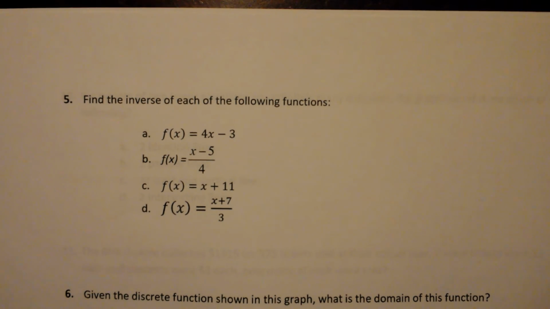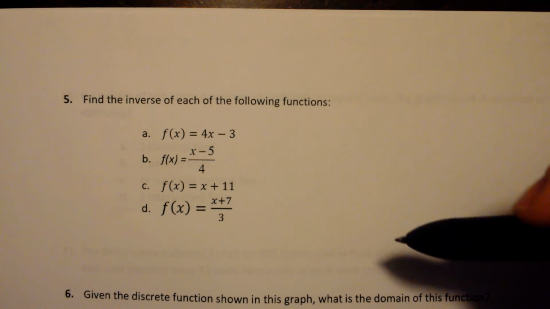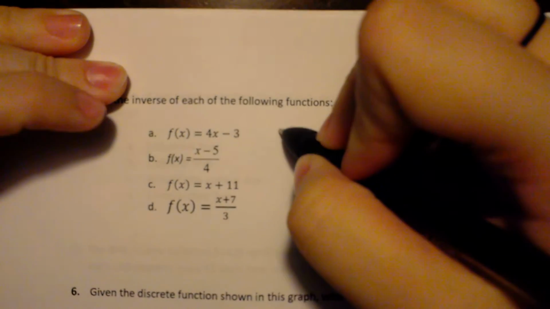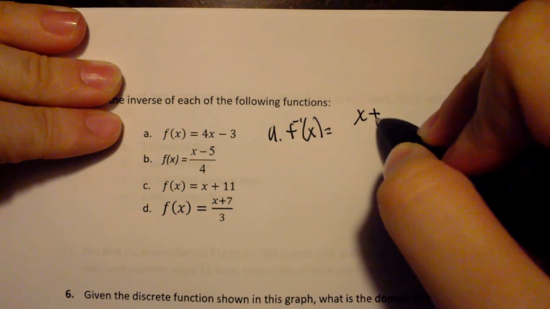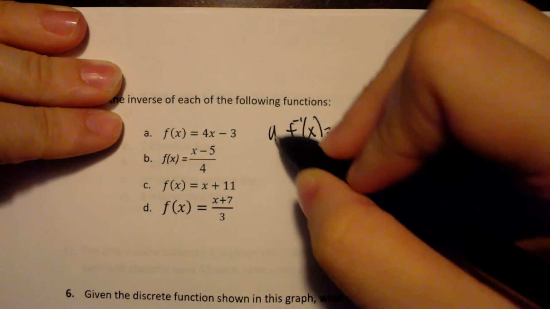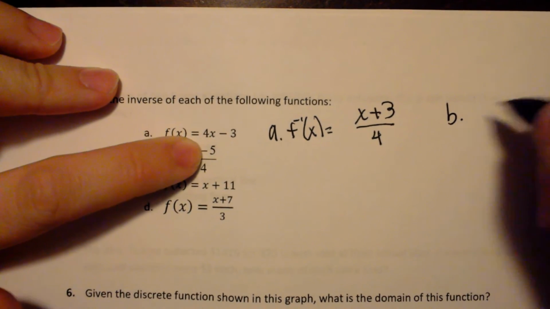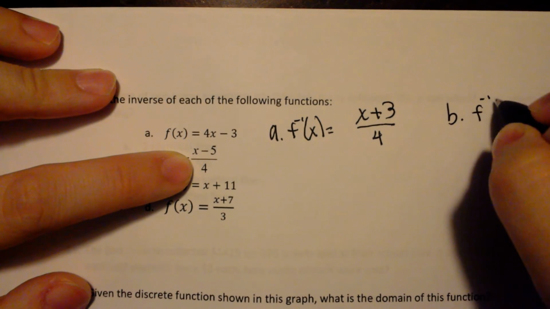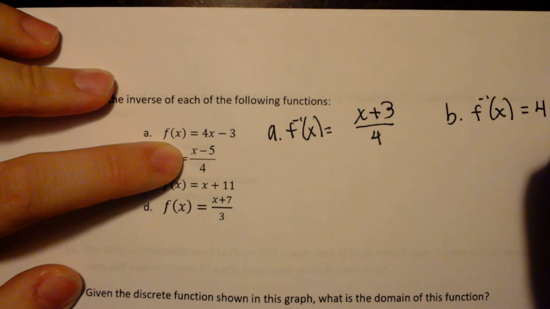Number 5, it asks me to find the inverse of 4 different functions. So the first one, I'm multiplying by 4 and I'm subtracting 3. So in the inverse, I'll be adding 3 and dividing by 4. And B, I'm subtracting 5, then I divide. So in the inverse, I'm going to multiply, then add.